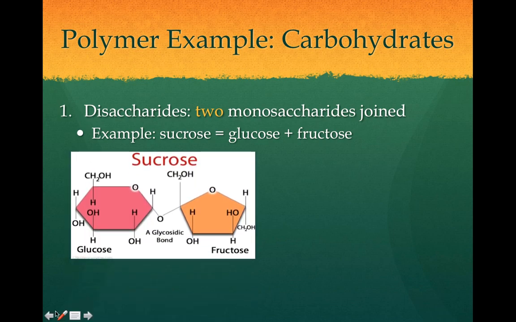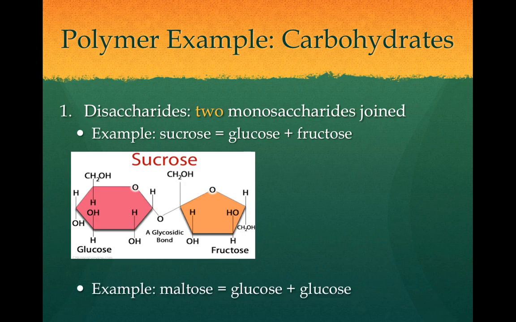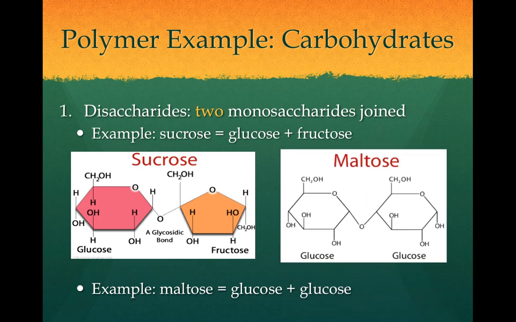And that's what it looks like. The sugars don't look exactly identical. Glucose looks a little bit different than fructose, but we do dehydration synthesis to put them together. So remember, whenever we link two monomers together, we do dehydration synthesis. Another example is maltose, which is glucose and glucose. And here is what maltose looks like. These two are identical because they are both glucose. Again, you don't need to memorize disaccharides. Just know they are two monosaccharides linked together.